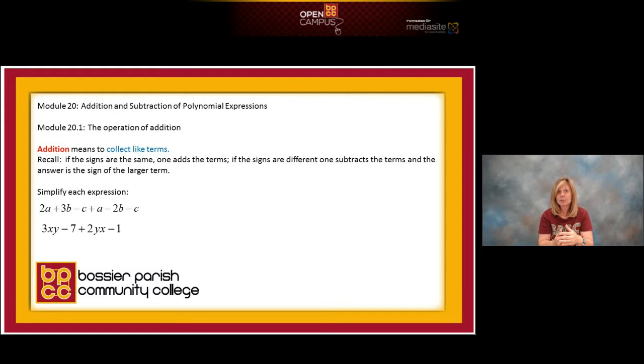So we're going to look at our expressions. We're going to first find the terms that are alike, that have identical variables, and then we're going to put them together. And last but not least, when we add polynomial expressions, we still have to put the final answer in what order? That's right, in descending order.